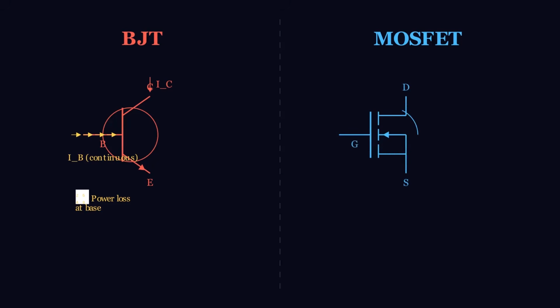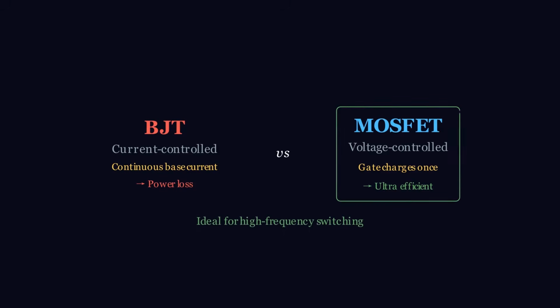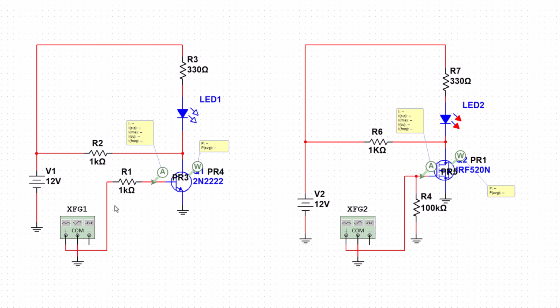source. Technically speaking, the gate of a MOSFET behaves like a small capacitor. You charge it once with voltage, and then the transistor remains open without consuming additional current. That makes the MOSFET extremely efficient, especially in high-frequency switching circuits. Of course, this analogy is simplified for beginners. Some technical nuances are intentionally omitted.